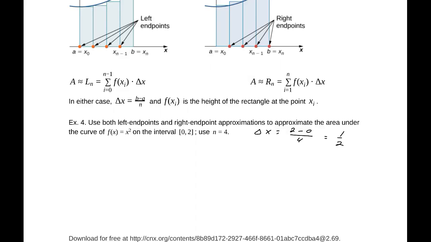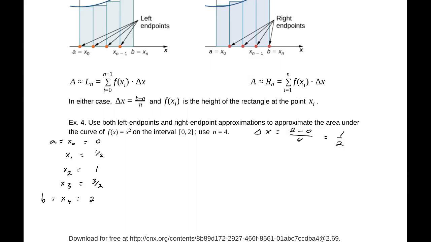Right, now for our points, we want to start at x naught, and that is going to be equal to a, which is 0. Then x1, x2, x3, x4, and this is going to be b. We have 4 rectangles, so we'll go from 0 to 4. If we add by 1/2 here, we get 1/2, then 1, then 3/2.